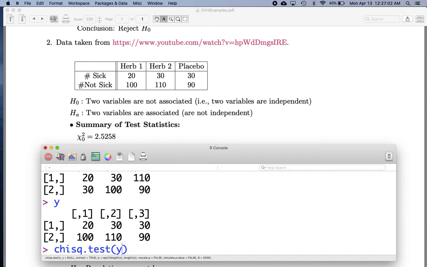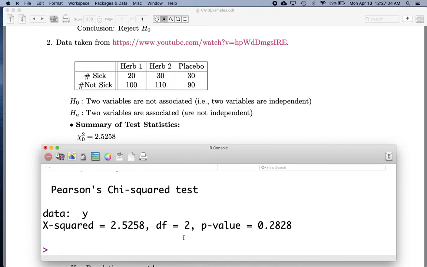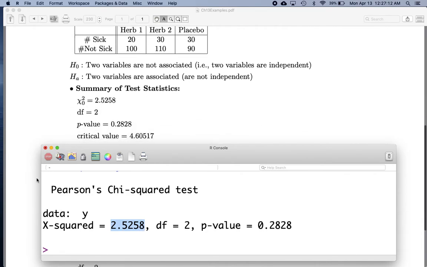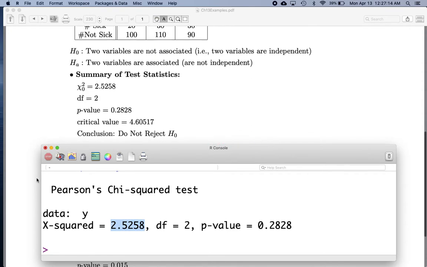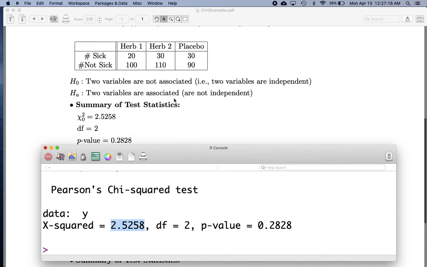You just do chi-squared test of y, and it spits out your chi-squared test statistic. So this gives you a chi-squared test statistic of 2.5258. We have 2 degrees of freedom. Remember that the degrees of freedom work by taking the number of rows minus 1, so it's 2 minus 1, times the number of columns minus 1. So this is 2 minus 1 times 3 minus 1, so it's really 1 times 2.